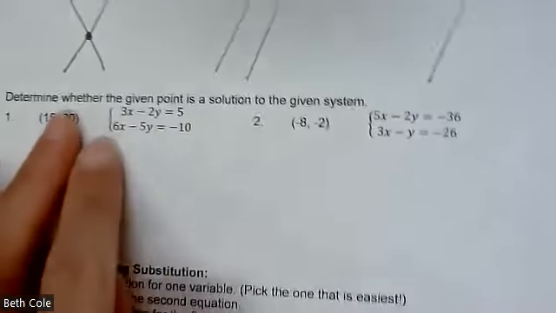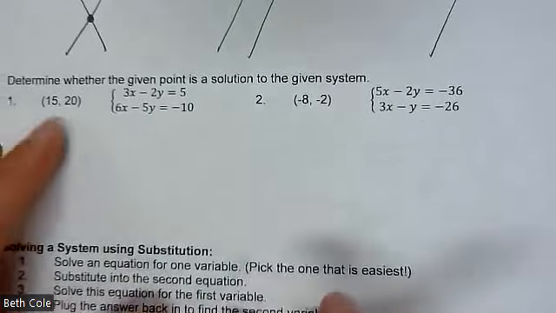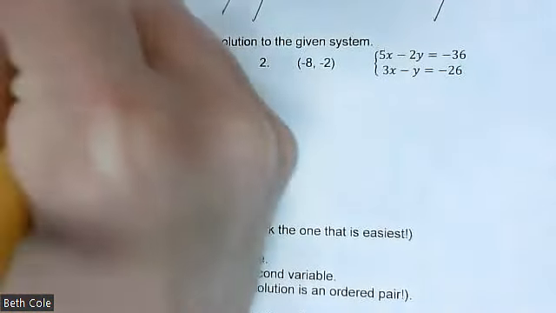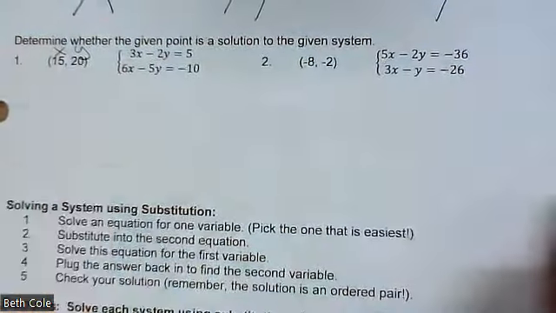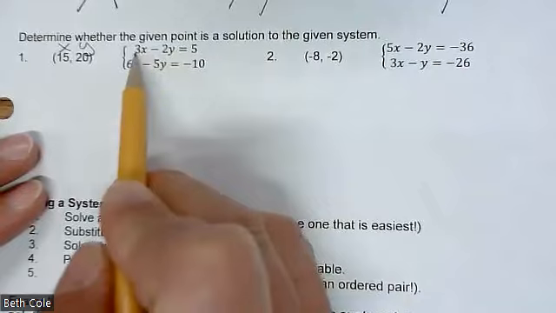So for 1 and 2, it's just determine whether the given point is a solution or not. In essence, it's a yes, no question. So we have the point 15, 20. We're going to plug in 15 for X and 20 for Y and just see if it works. It's like a true false question. Now, I like the computers put away while I'm teaching. You could use a calculator when you're doing this on a test, but we'll just work through it together.